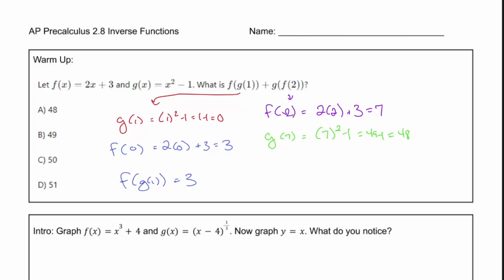Now let's add these two together. 3 plus 48 is 51.